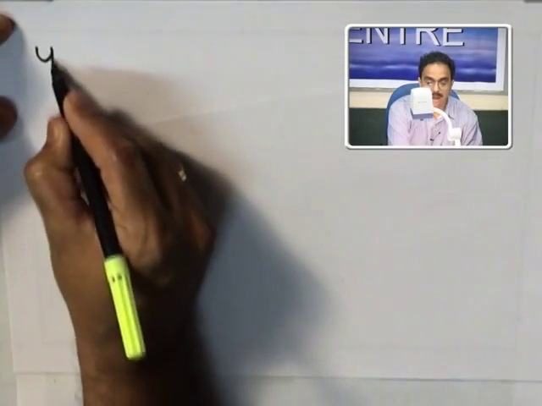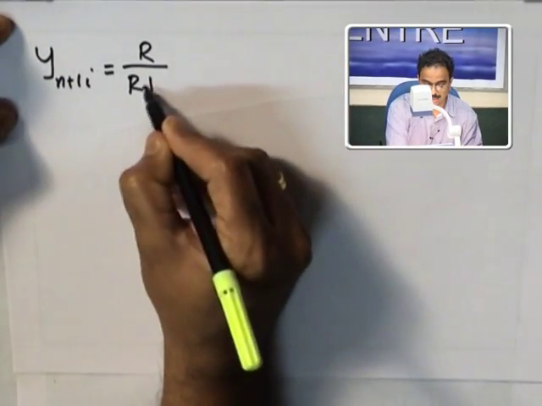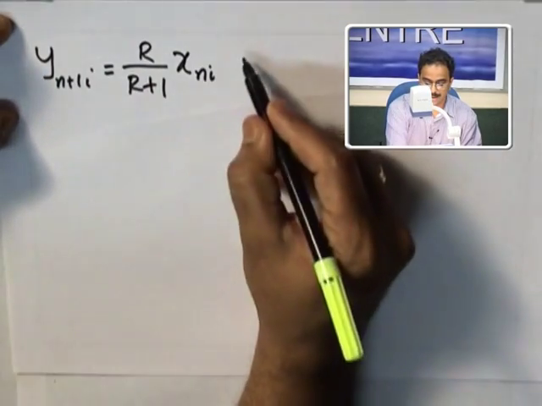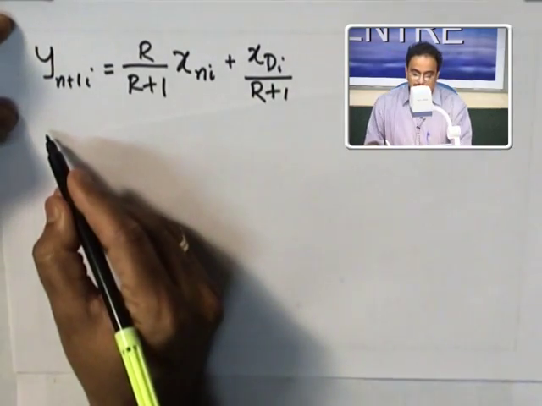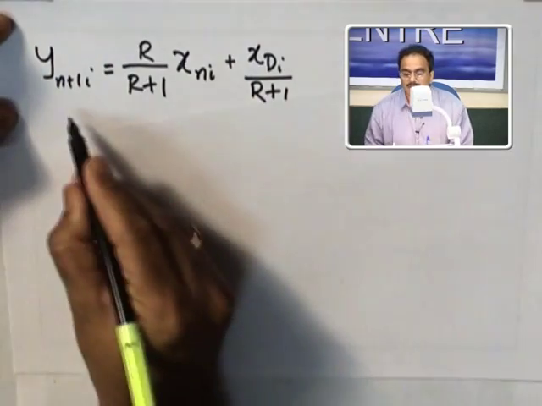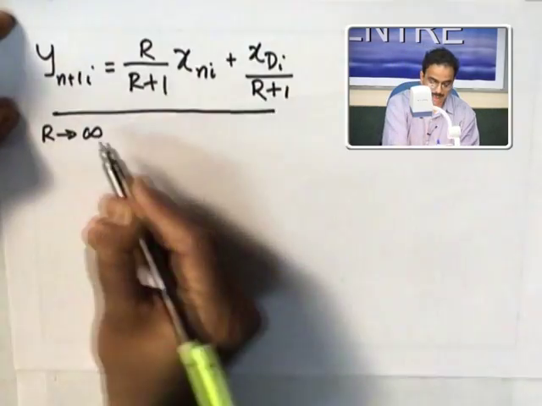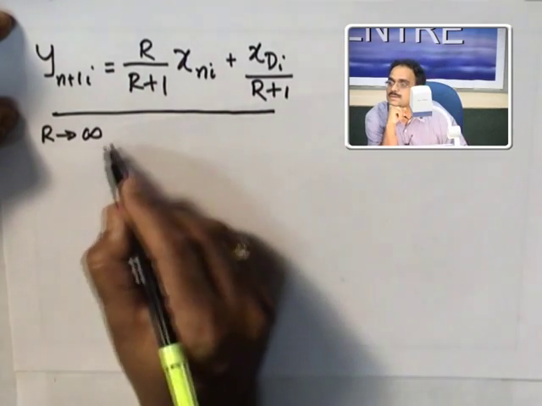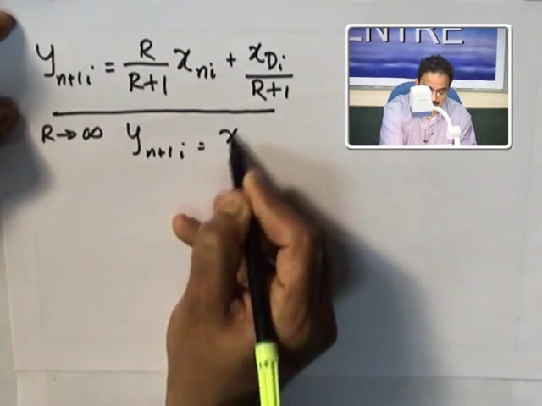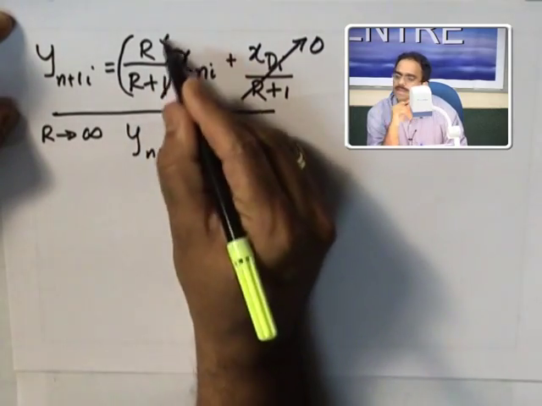So I have the rectifying section profile equation: y n plus 1 I is equal to r by r plus 1 x n I plus x d I by r plus 1, okay. I want to see whether I can convert this equation to the residue curve map. Now the first condition is r tends to infinity, okay. What do I get? y n plus 1 I is equal to x n I, right, because this becomes 0 and this becomes 1 at infinite reflux ratio. The same is true for stripping, you can do it separately, okay.